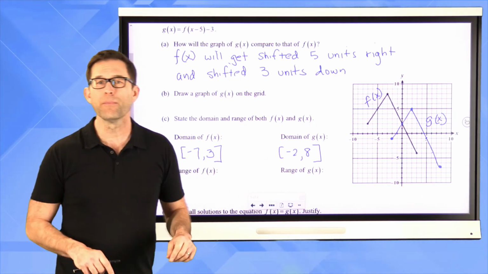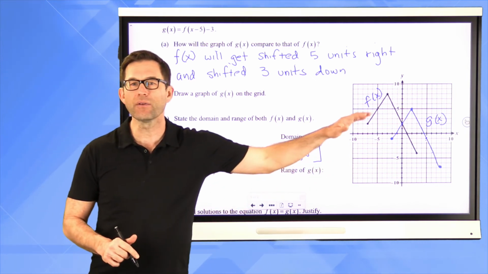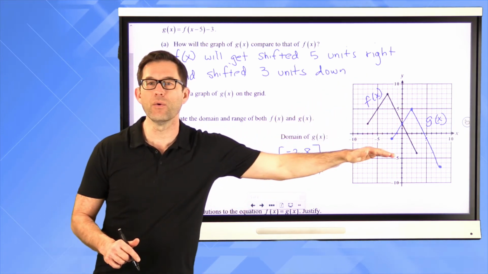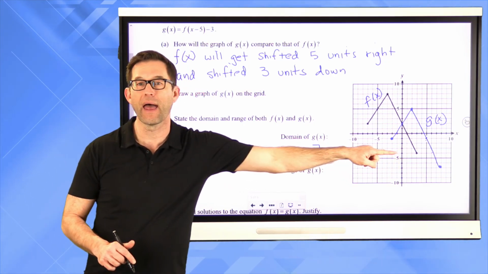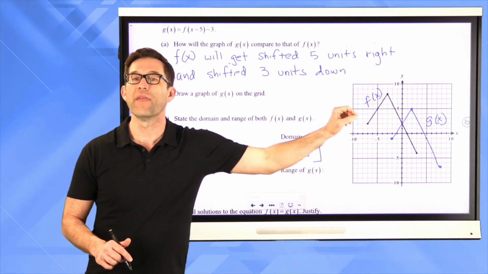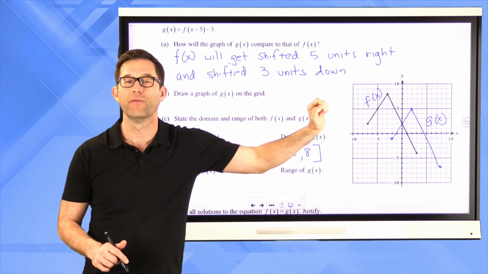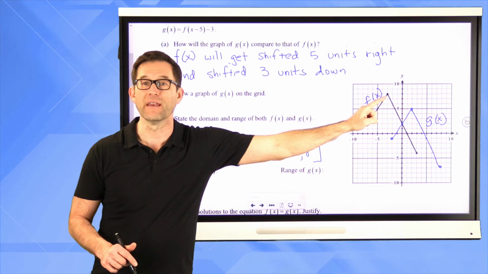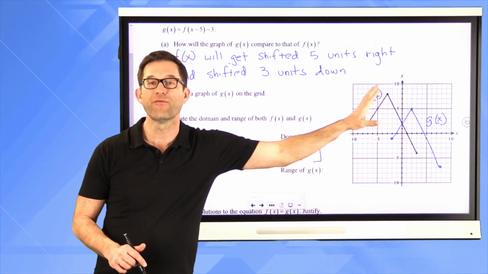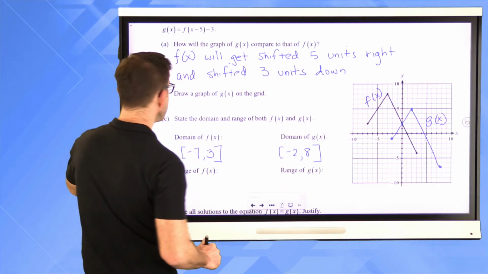Now, the range is a little bit tougher, because for the range I literally need to find the smallest value of y on the graph of f of x, and that occurs here at y equals -4. I then need to find the largest value of y on f of x, and that occurs up here at y equals 8. So the range will be -4 up to 8.